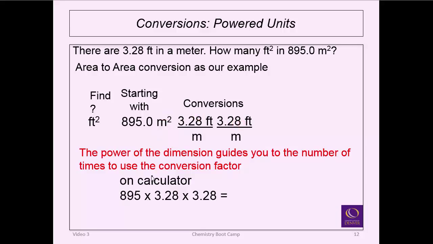Once I do that calculation twice on the calculator, I could just enter 895 times 3.28 times 3.28. Or if I wanted, I could go 895 times 3.28 squared. Anyway, as an answer, I get 9,629 square feet.